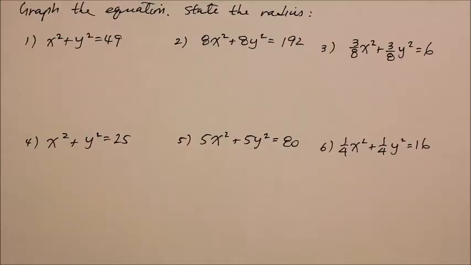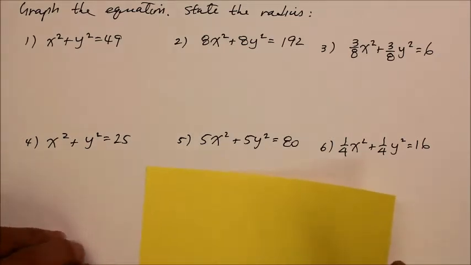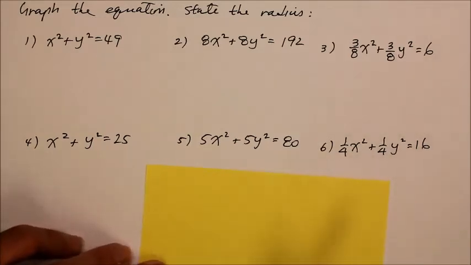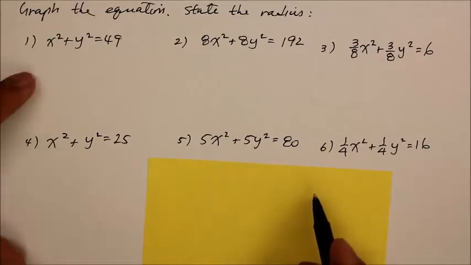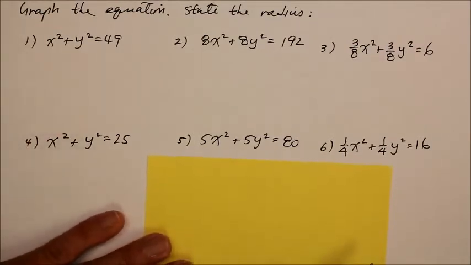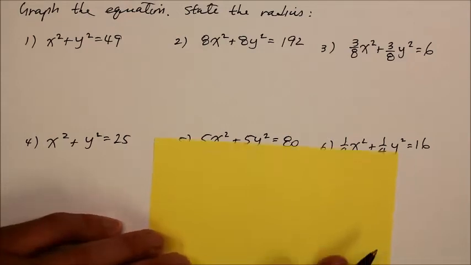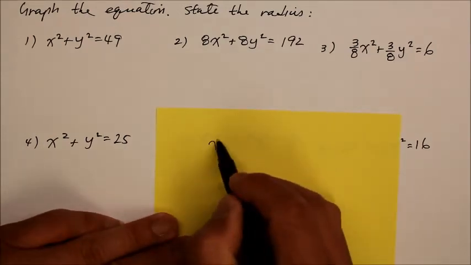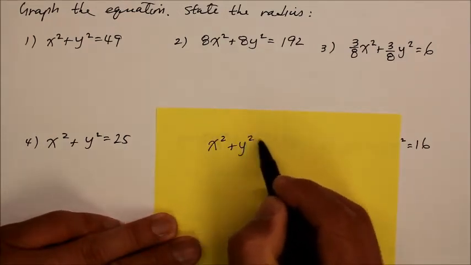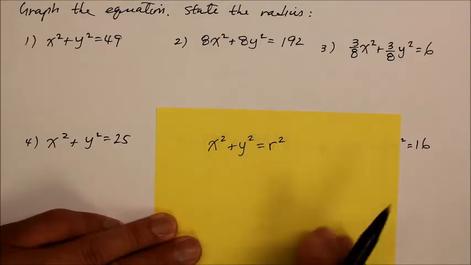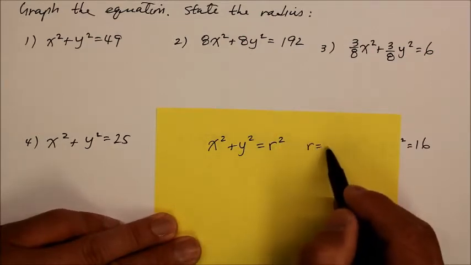Hi! This instructional video is about circles, graphing circles. Now, for this to work, we're going to assume that the center of a circle is always at the origin of the coordinate plane. And in order to graph, you have to understand the standard form of the circle, which is given as x squared plus y squared is equal to r squared, where the r is the radius.